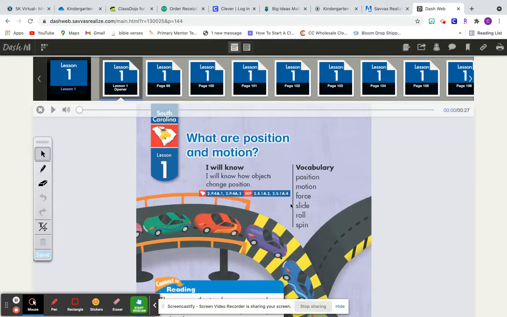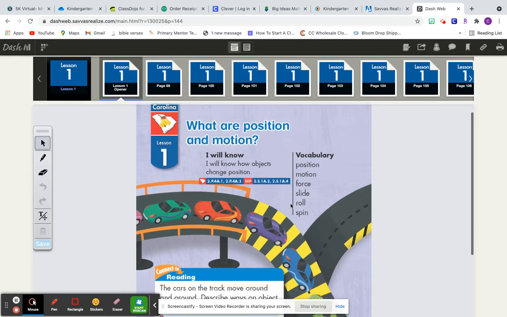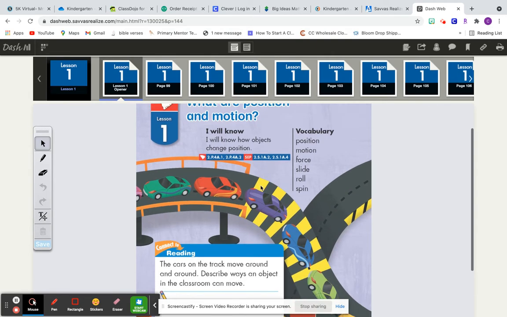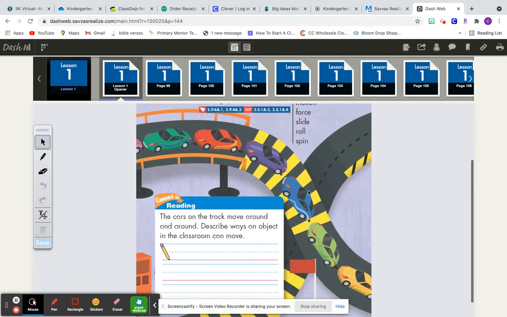All right. Today we're going to work on lesson 1, what are positions and motions. So you are going to learn how objects change position. Your vocabulary words from this lesson are position, motion, force, slide, roll, and spin. So these words from the ones that you learned yesterday or that you looked up yesterday are the words that we'll be talking about today.